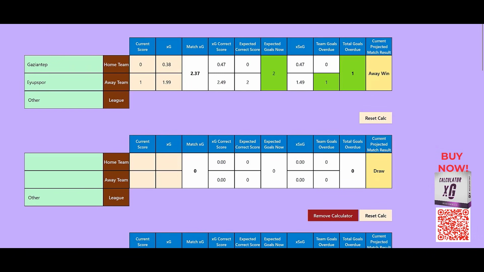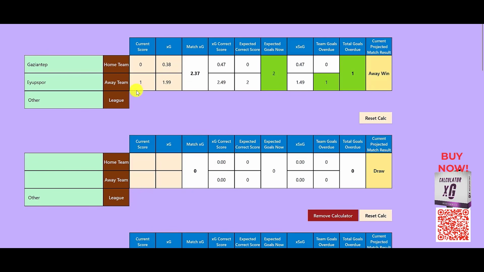So we're in the late stages of a match from Turkey, and we plugged in the XG numbers on this one with the away team winning 1-0. Fairly high XG, and there's only been 1 goal in the match. We've got 1 goal overdue. The away team is winning. The projected match result is an away win, but that away team is overdue another goal.